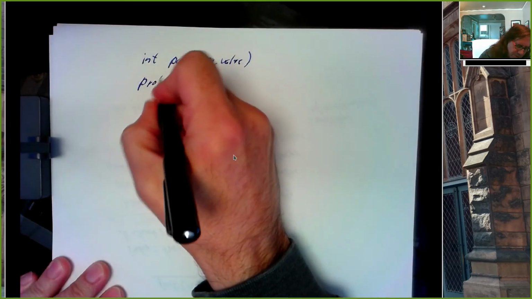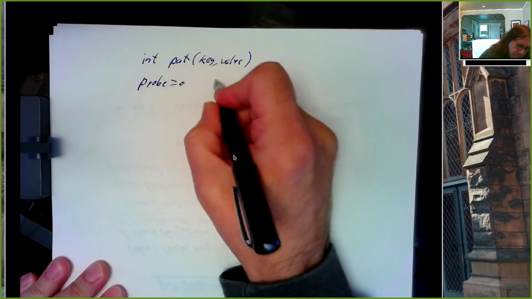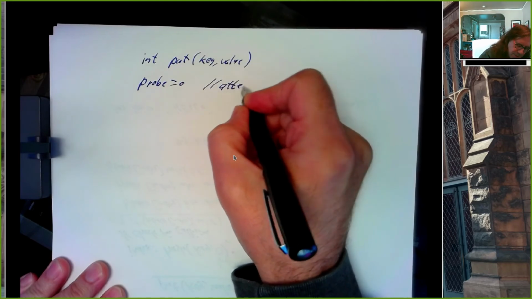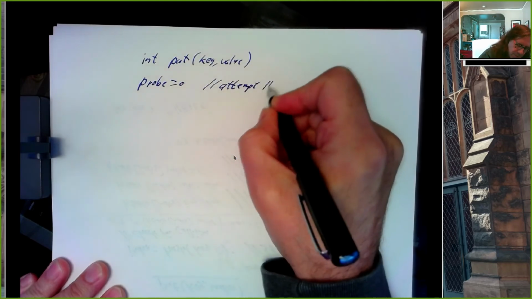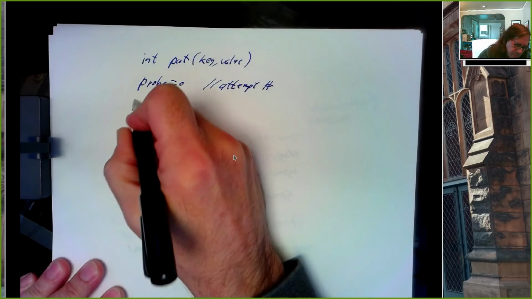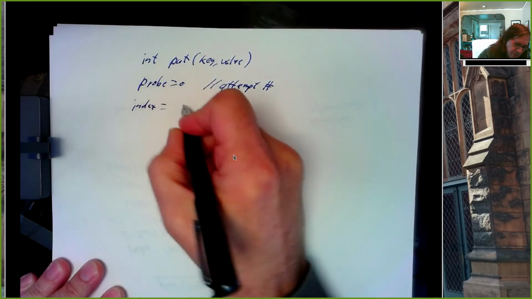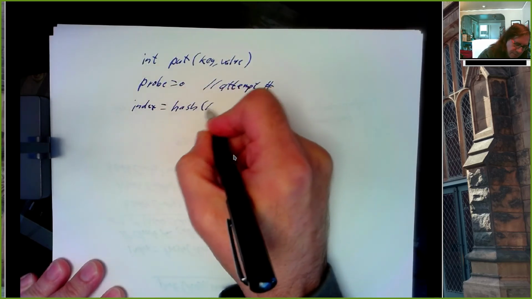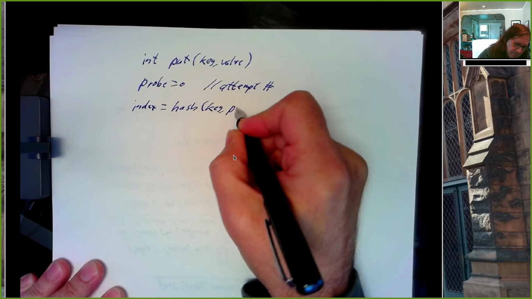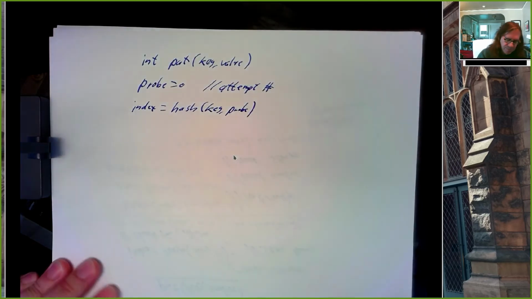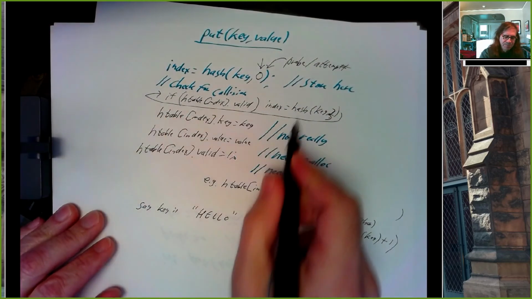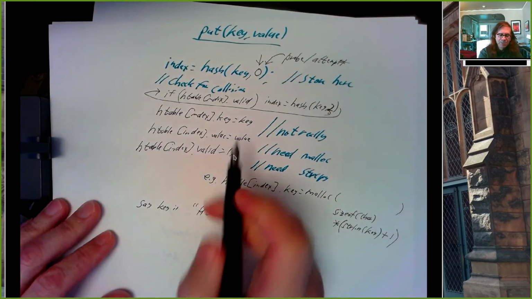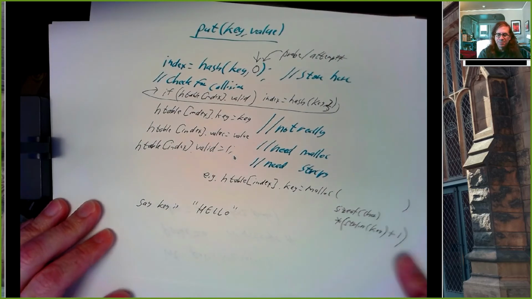So let's put key value. So I'll make a probe variable. That's our attempt number. We'll hash. And then we want to keep doing this loop until this valid bit is clear.